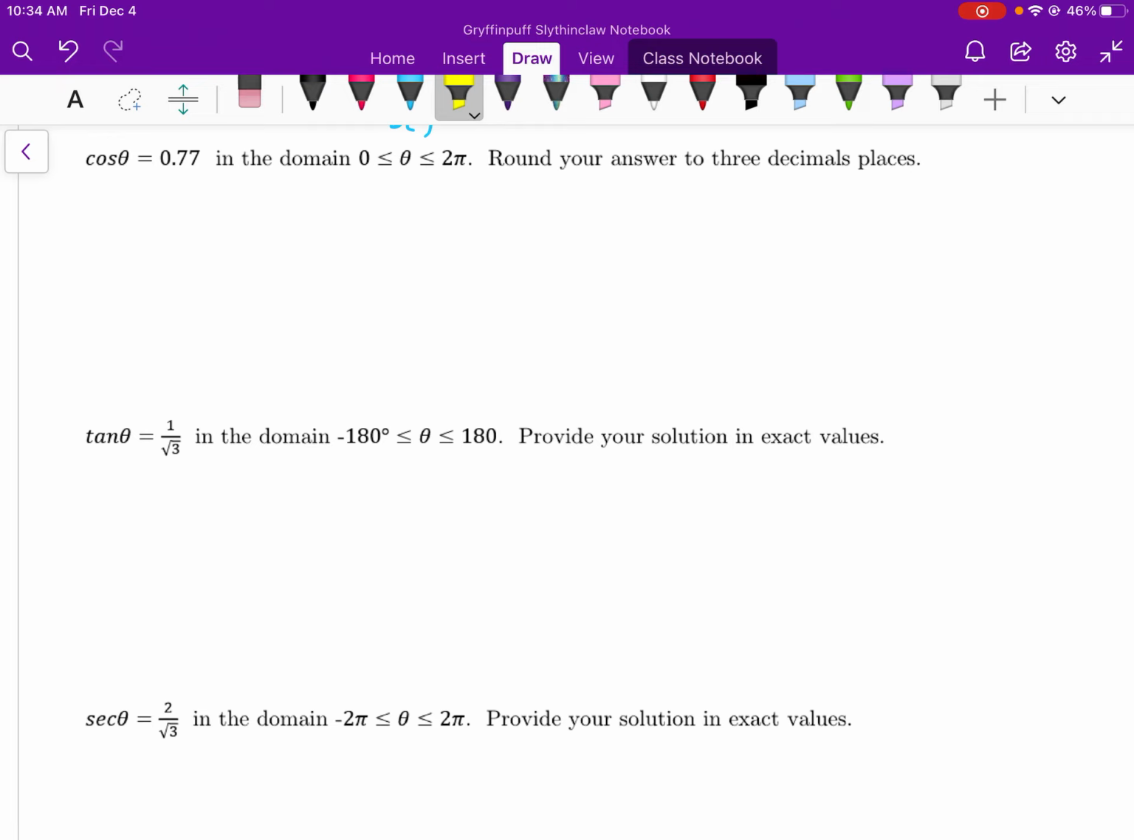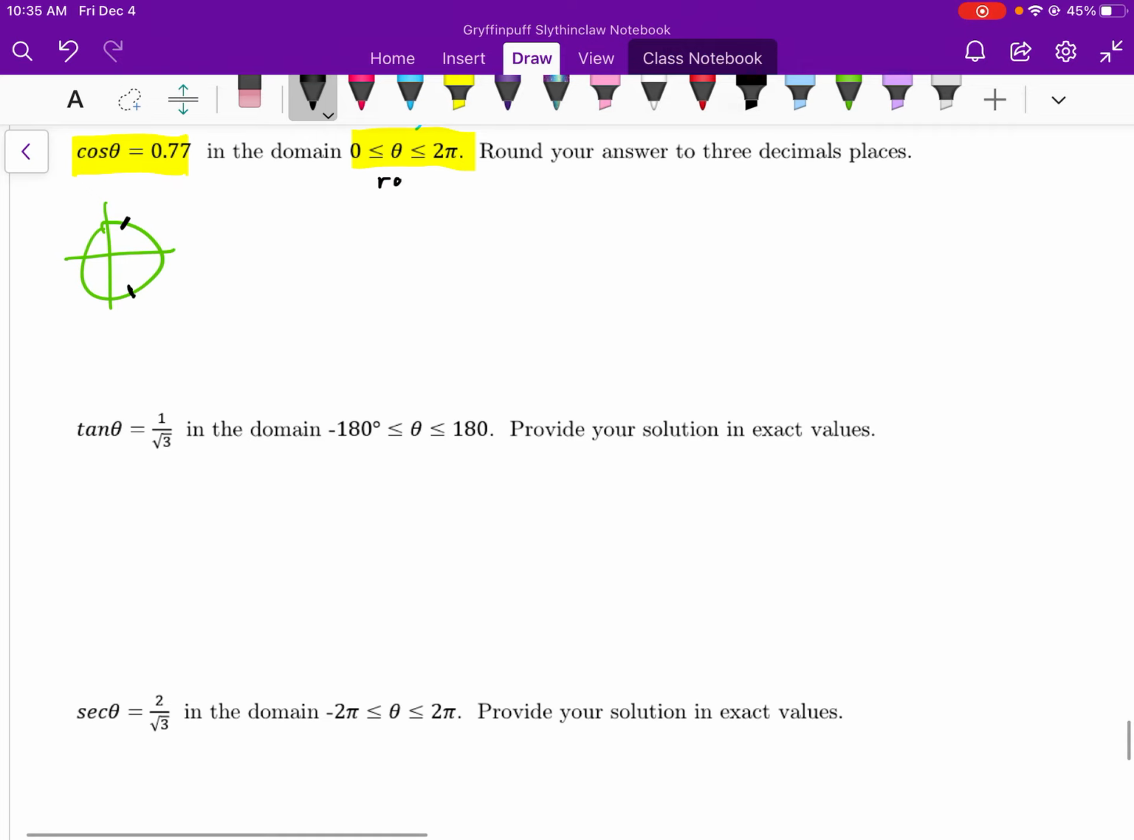I want to solve for theta. So cosine theta is equal to 0.77 in the domain from 0 to 2 pi. Again, we have solved questions like this before. So I make my unit circle. I ask myself, where's the cosine ratio positive? The cosine ratio is positive in quadrants 1 and 4.